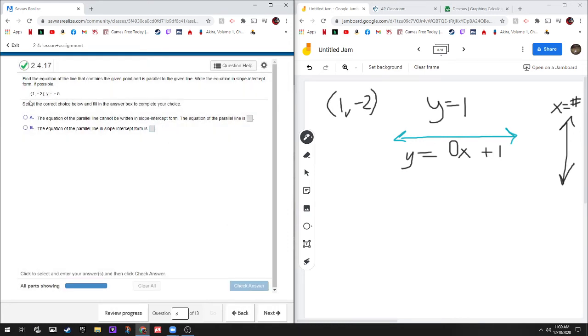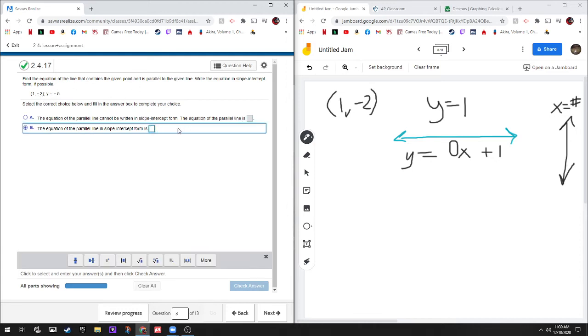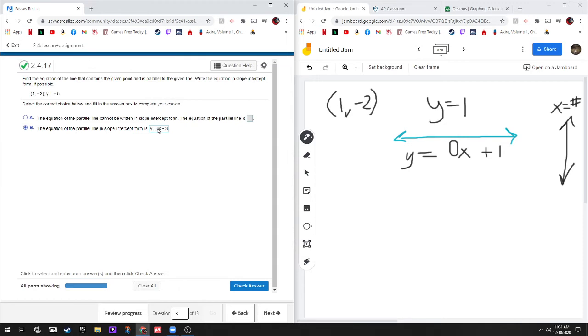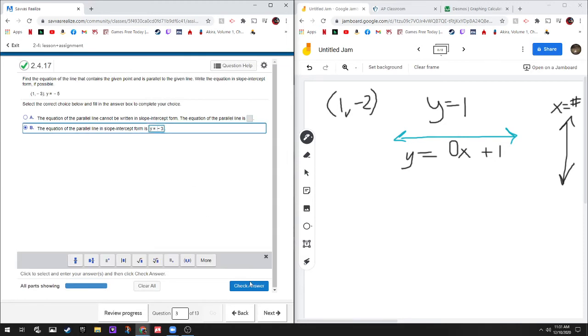Let me just try one more. This time the y value is negative 3, and we're finding the parallel line. So what happens if I write y equals 0x minus 3? So they believe that this is wrong. They're wrong. That's correct to write it like that.